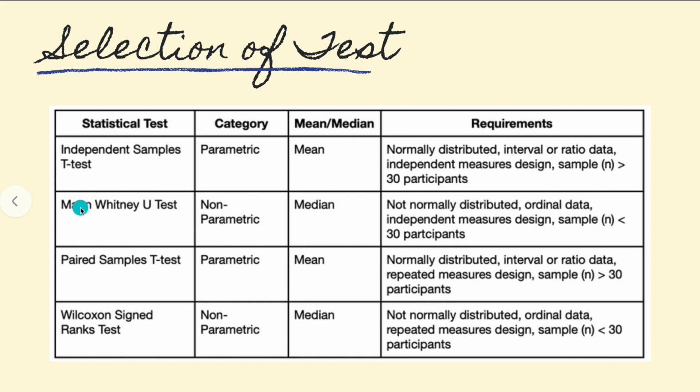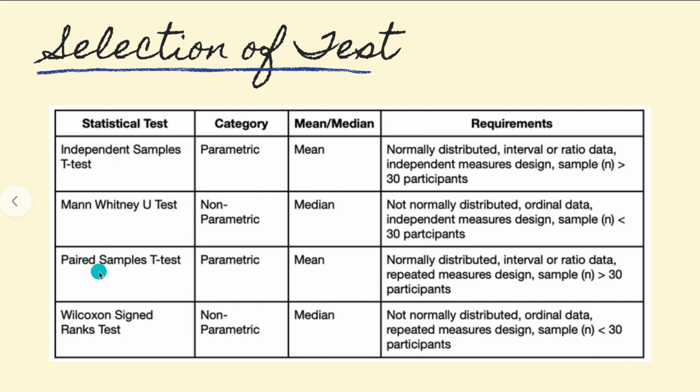Okay, so Mann-Whitney U is the counterpart of independent samples t-test, and it has similar requirements. Okay, and here you need to have data that is not normally distributed, okay, and it's ordinal data. And the Mann-Whitney U test does convert it from interval and ratio to ordinal data, and it has to be an independent measures design. So these two are for independent measures design.